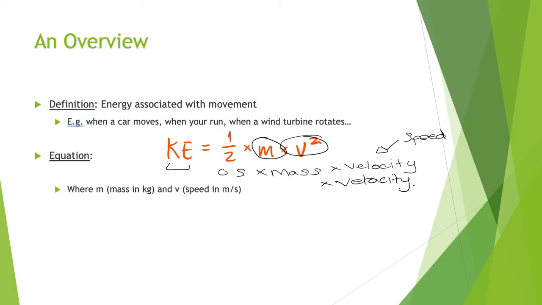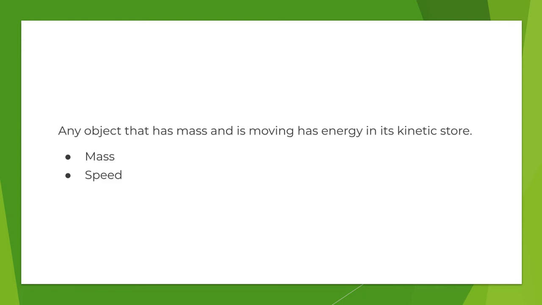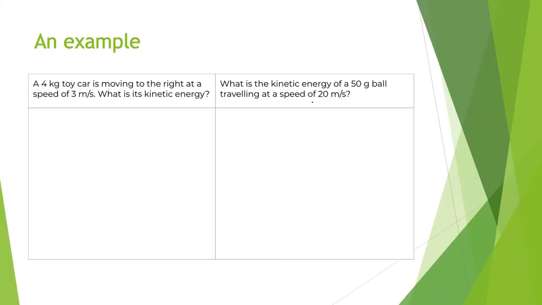So moving on, an object that has a mass and is moving has energy in its kinetic store. We've just discussed that, and the object must have a mass and a speed. Then only it will have kinetic energy in its kinetic store. We're going to have a look at some examples now. So we have a 4 kilogram toy car moving to the right at a speed of 3 meters per second. What is its kinetic energy?